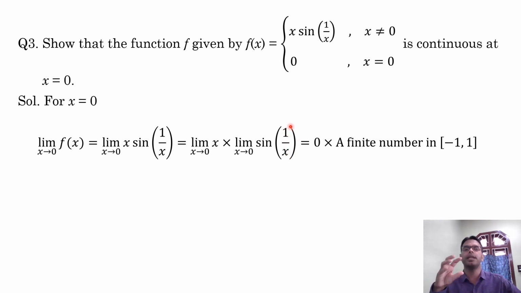Even so, sin of that type of big number is a number between -1 and 1, because the range of sin is -1 to 1. That is why we write here a finite number between -1 and 1. Inside this interval the points are finite numbers; we do not know what the fixed number is, but it will oscillate between -1 and 1. So a finite number between -1 and 1, into 0, gives the final result 0. So we write here equal to 0.